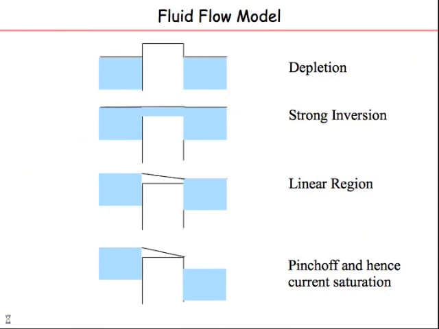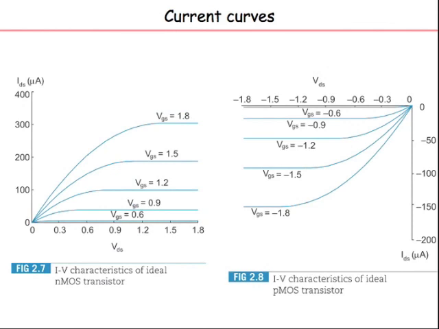these different regions. So this fluid flow model is kind of nice from an intuitive point of view, just to understand what's going on. It will not completely capture all the detailed phenomena of currents as a function of voltages, but for the purposes of us to work with transistors, I think this is a good model to go with. So this is basically the curves of the drain source current as a function of the drain source voltage.